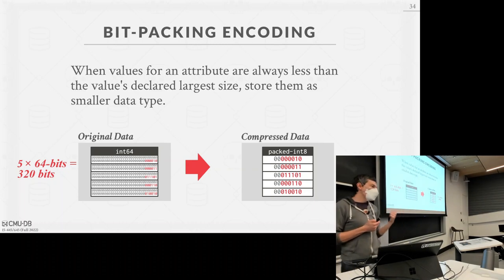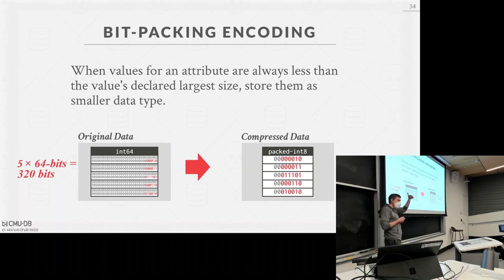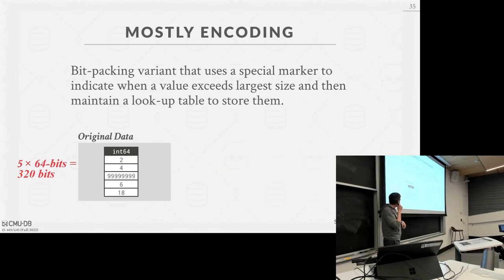All right. So this works great if all your values are going to be less than 8 bits or 16 bits, 32 bits, and so forth. Maybe you have outliers. And that won't work in this scheme because you're literally allocating 8 bits for every single attribute. So an extension to bit packing is called mostly encoding.